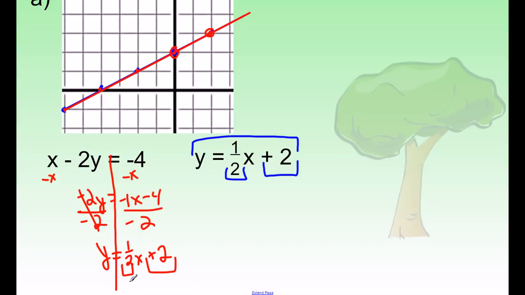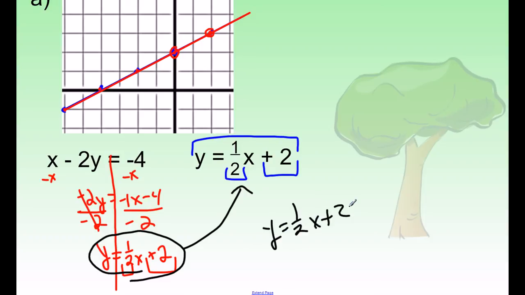Did you see this? Look at this equation and that equation. They're identical. Y equals 1/2 x plus 2. It's the exact same equation. Did you notice that? And because it's the exact same equation, obviously it's going to have the exact same line.